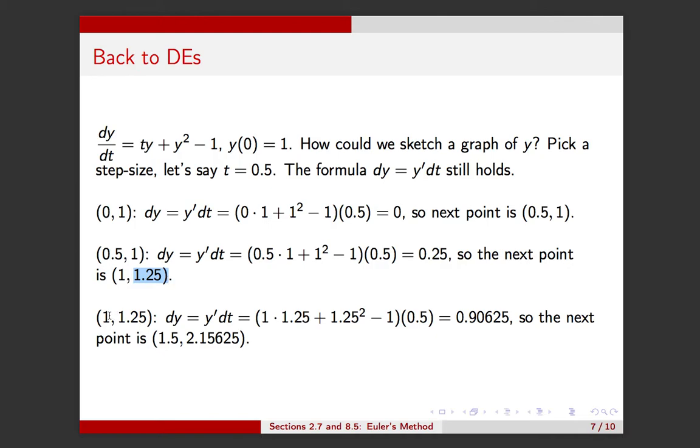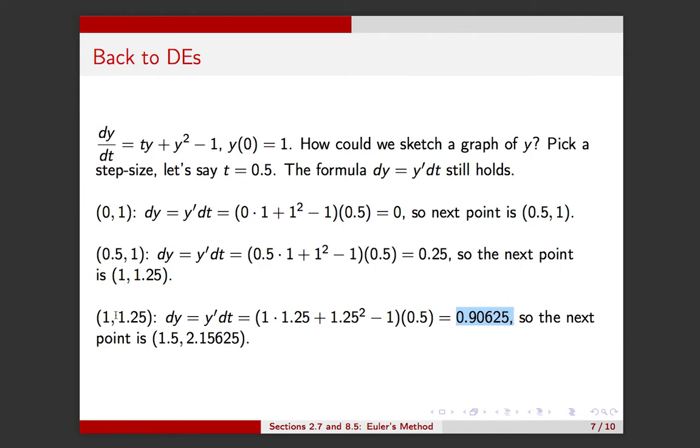So now if t is 1 and y is 1.25, the change in y is the slope times the change in t. Now I plug in a t value of 1 and a y value of 1.25. So now square that, minus 1, times 1/2. If you plug this into your calculator, you get roughly 0.9.